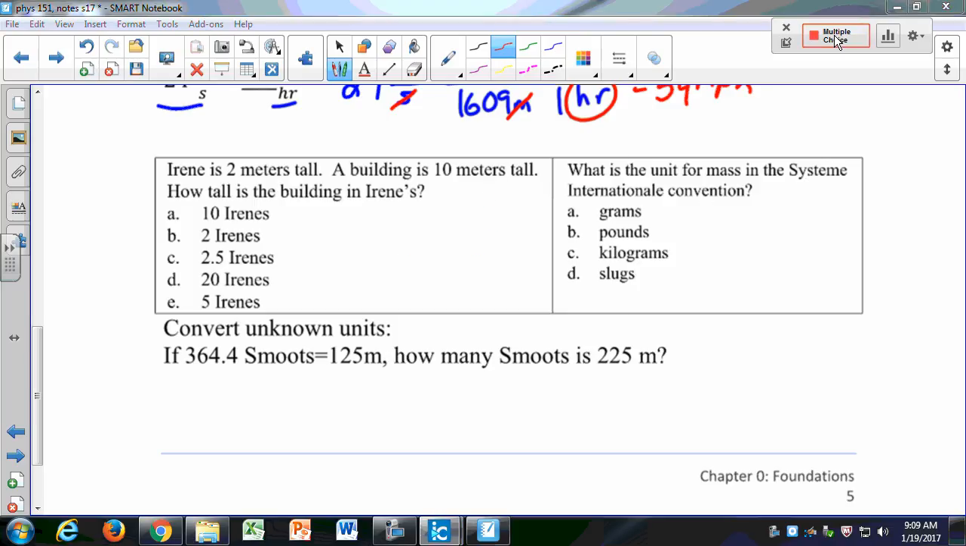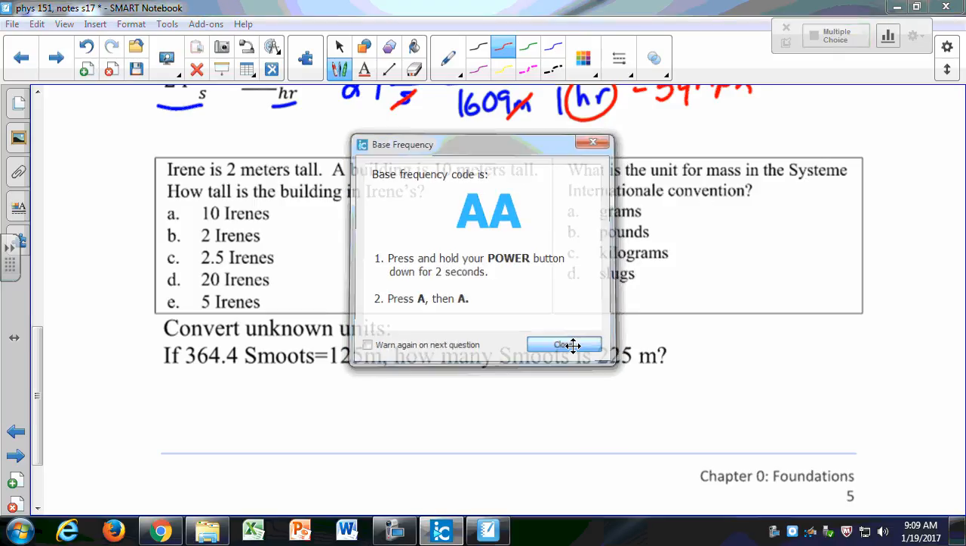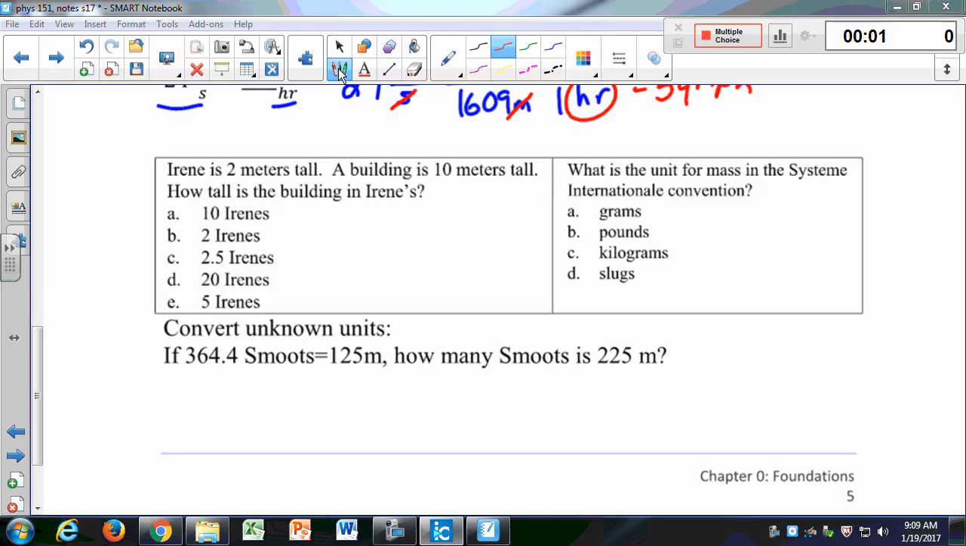Okay, let's try these 2 clicker questions. Again, we're using frequency code AA. That's the default on your clicker. Let's try this one on the left first. Irene is 2 meters tall. A building is 10 meters tall. How tall is the building in the unit of Irene? That is, how many Irenes would you need to stack up in order to measure the same height of the building? I know not everybody has the workbook yet, but can y'all see in the back? Lydia, can you see it okay? We're doing the one on the left, and then right after that, we'll do the one on the right.